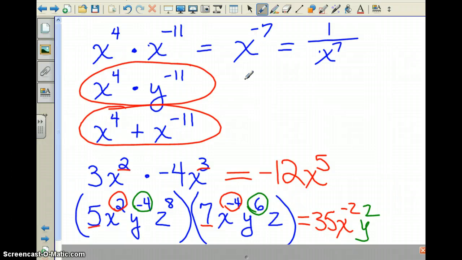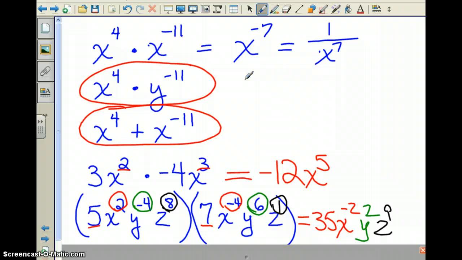And now the last base we're dealing with here is the z. We've got a z to the 8 and a z to the 1. So when we add 8 and 1, we will get z to the 9th power.